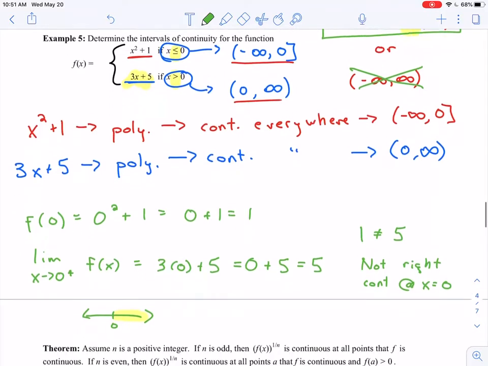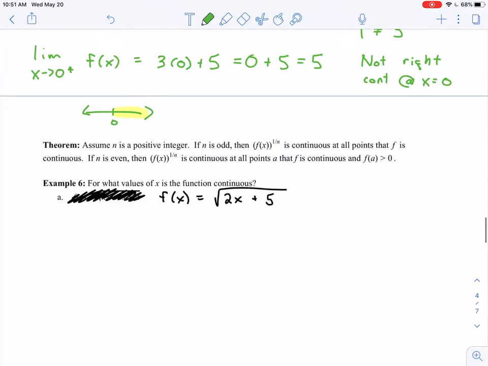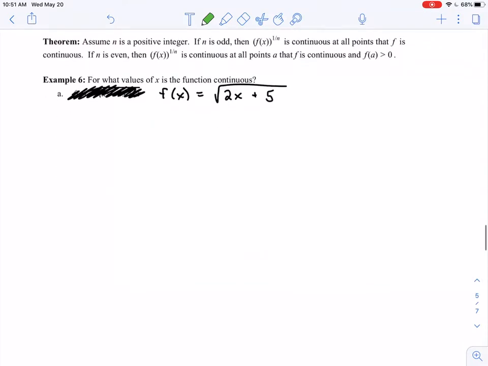I want to look at one more example here in this video, but first we'll talk about this theorem very quickly. It says assume n is some positive integer. If n is even, then f of x raised to the 1 over nth power is continuous at all points that f is continuous. One thing I want to clarify here when we talk about f of x to the 1 over nth power, another way I can write this, and another way you've probably seen this before, is this really says the nth root of f of x. So you may see it in either form.